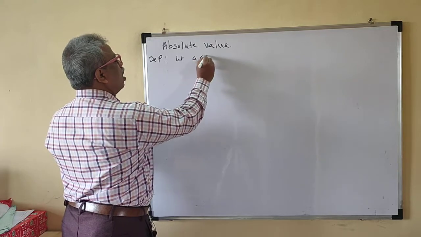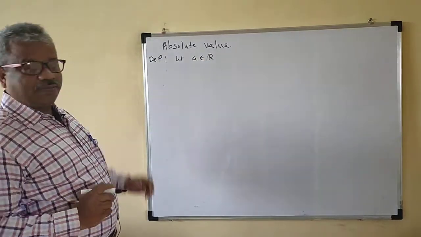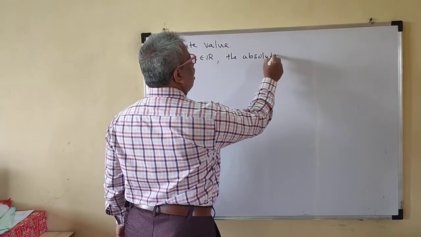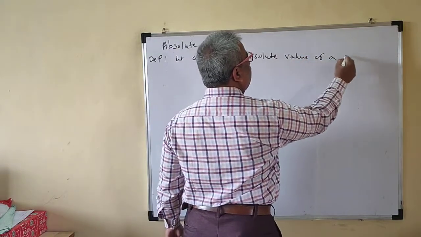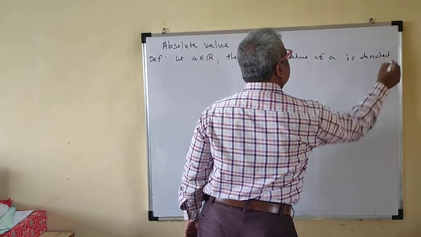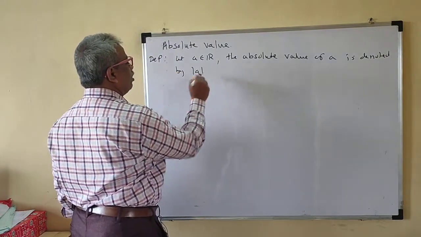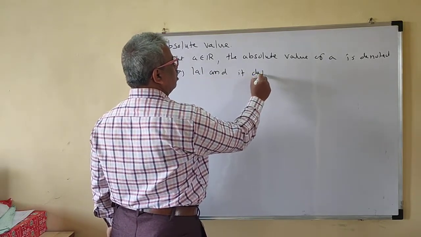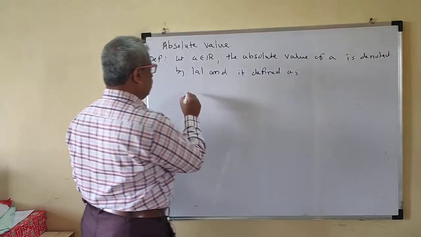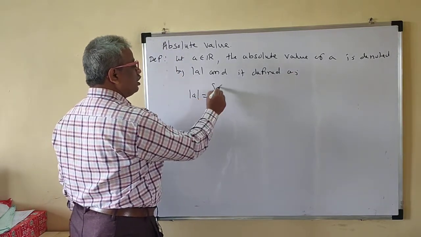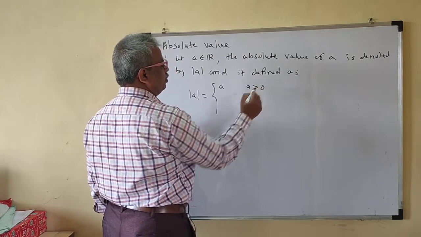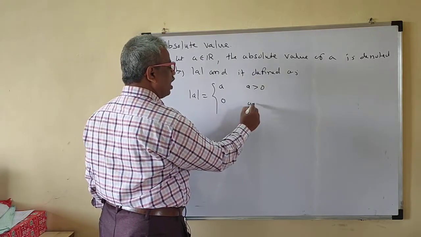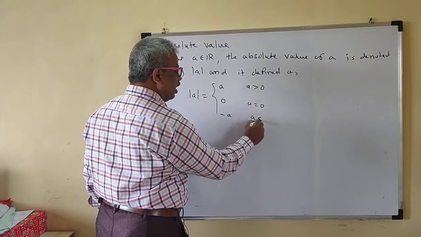Let a belong to R. That means a is a real number. The absolute value of a is denoted by mod a, and is defined as: mod of a is equal to a itself if a is positive. That means if a is greater than 0, then the value of mod a is a, and it is equal to 0 if a is equal to 0, and it will be minus a if a is less than 0.